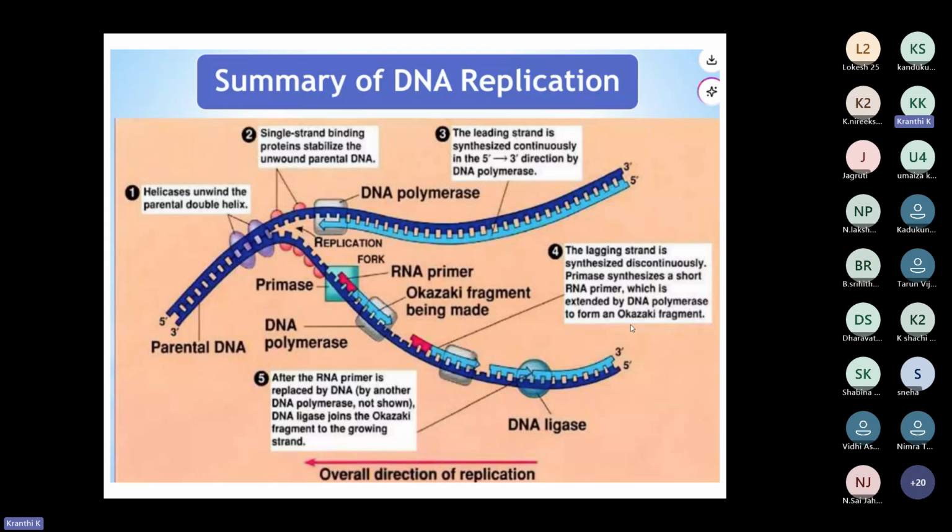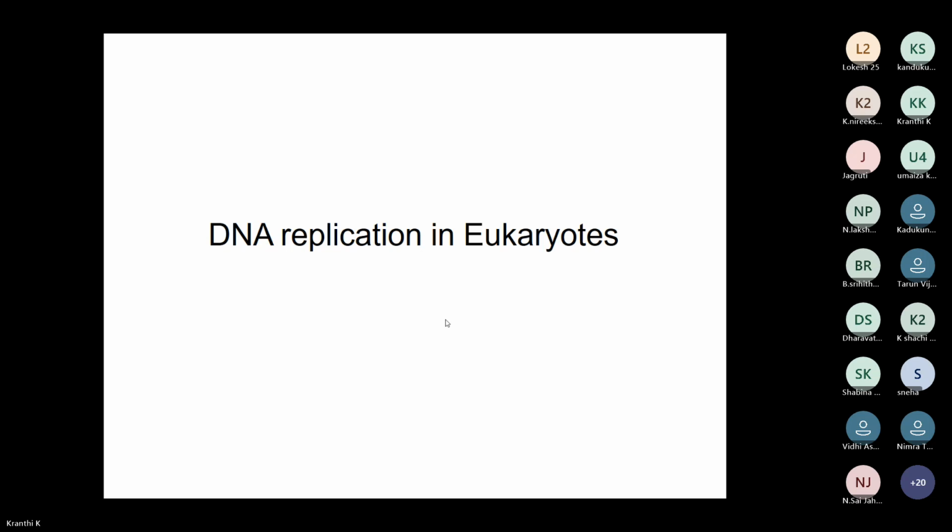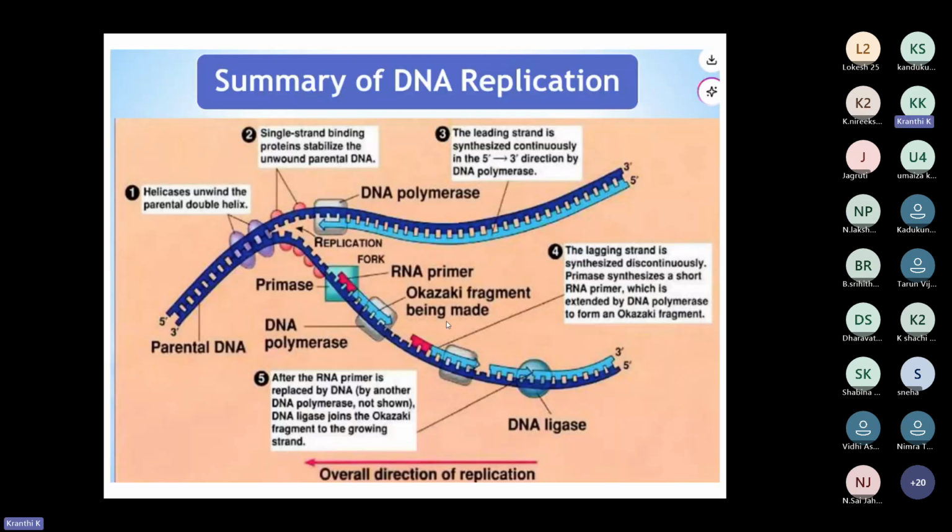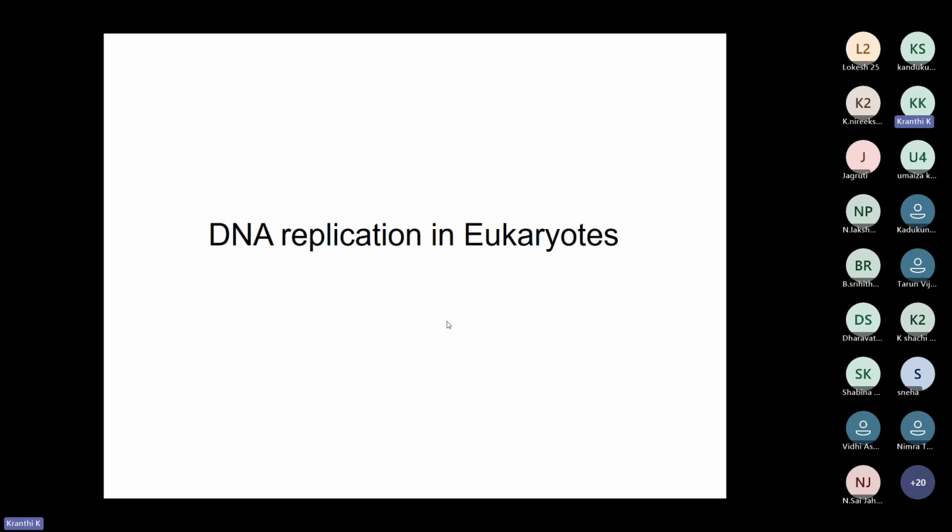Okay, so this is the overall replication process in prokaryotes. Clear? So it is happening in the prokaryotes. Now let us see the DNA replication in eukaryotes.